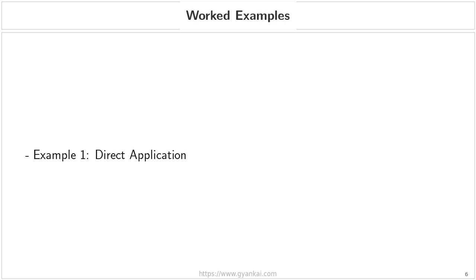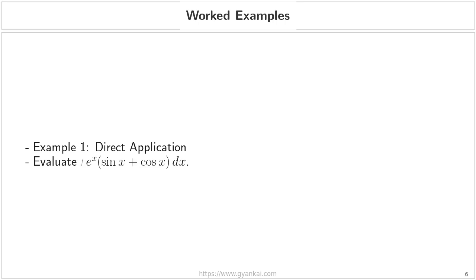Okay, let's move on to our first worked example. As we discussed in the previous slides, we're looking for integrals that fit the form integral of e to the power of x, multiplied by the sum of a function and its derivative. Here, we're asked to evaluate the integral of e to the power of x, multiplied by the quantity sine x plus cosine x, with respect to dx. Now, let's follow the steps we outlined on slide 5.